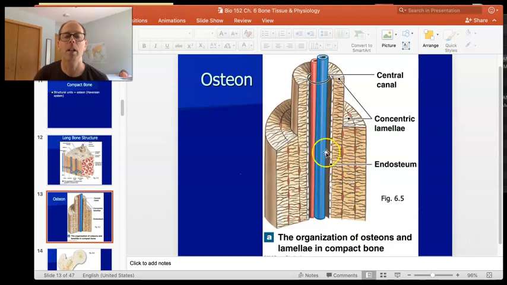An osteon is made of rings of calcified material. These are called concentric lamellae. And then there's a canal that runs through the middle. This is called the Haversian canal. And there are blood vessels that sit in there, as well as nerves.